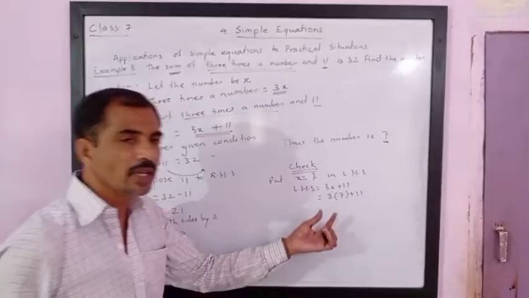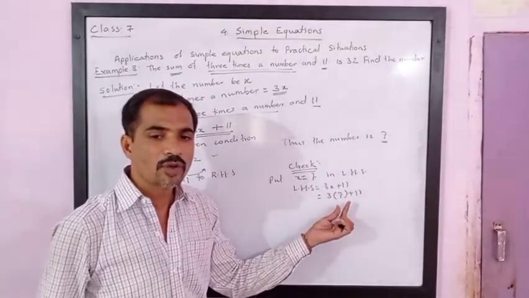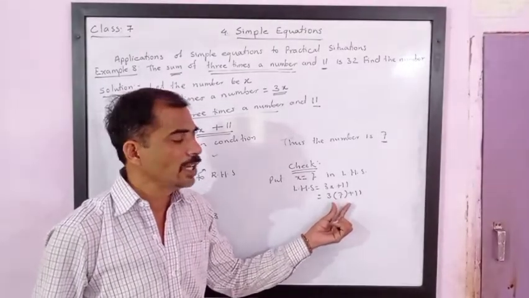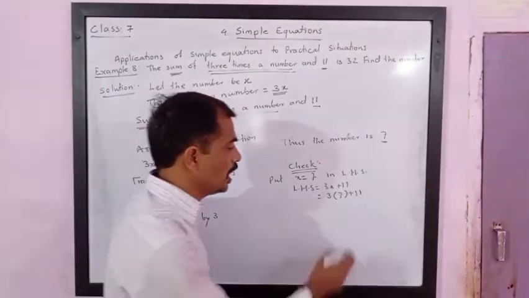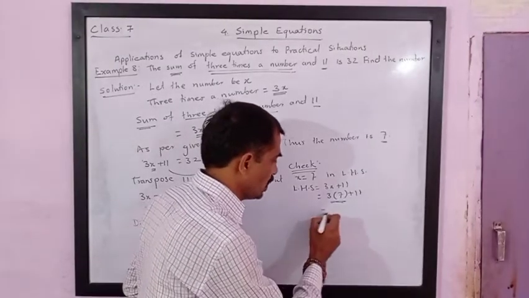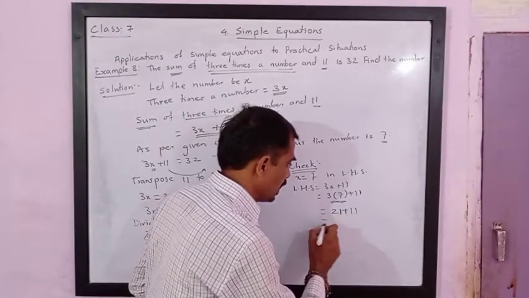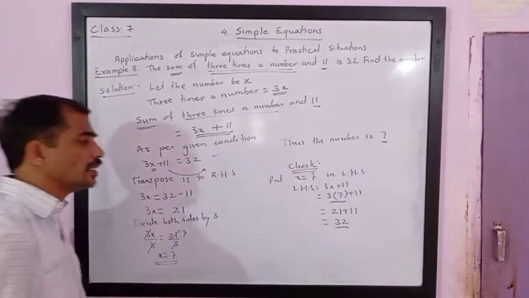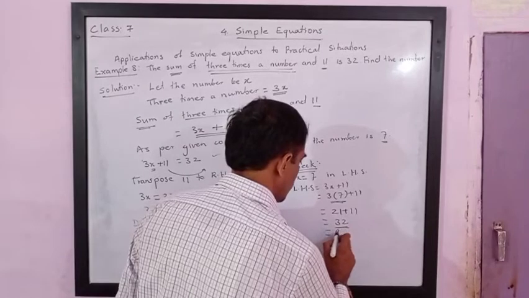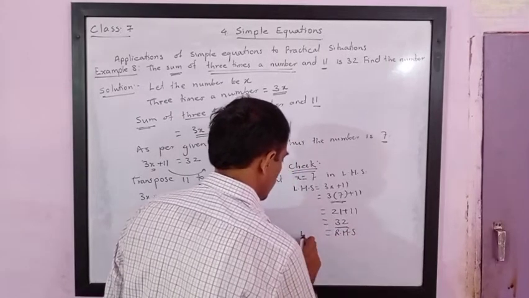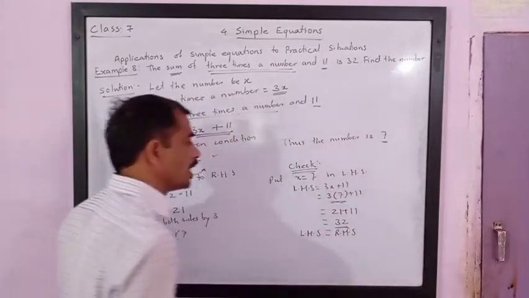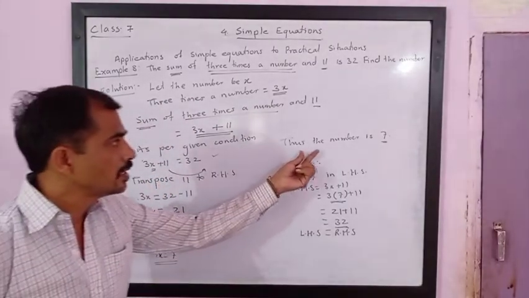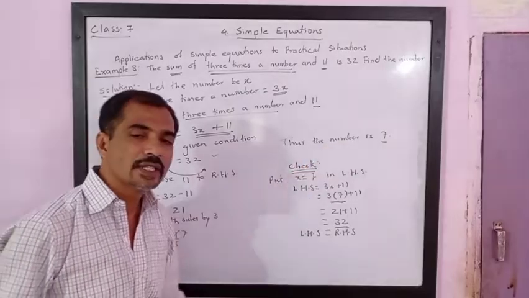Always remember, we can't do the addition first, because the rule of mathematics is to follow BODMAS: brackets, of, division, multiplication, then addition, subtraction. So here we need to do the multiplication first. This is equal to 21 plus 11, which is 32. We have got the RHS. Thus, the left hand side is equal to the right hand side. Hence, our solution x is equal to 7 is correct. Thus, the number is 7.